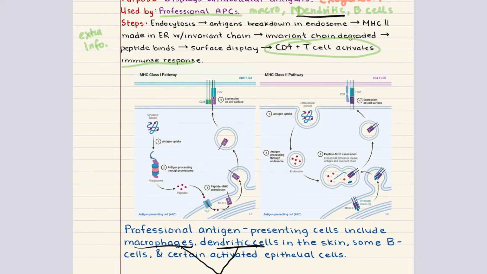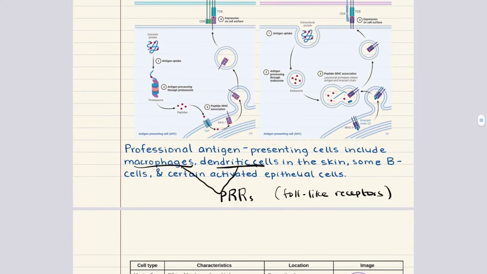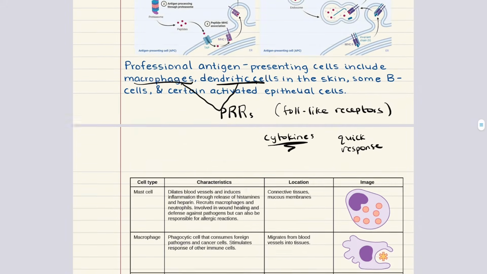Finally, macrophages and dendritic cells have pattern recognition receptors, including a group called toll-like receptors. These receptors are going to detect common molecular patterns found on pathogens like bacterial cell wall components or viral RNA. And then they trigger the release of cytokines that help recruit and activate other immune cells. This allows the immune system to respond quickly, even before the adaptive immune system has had time to develop a very targeted response.